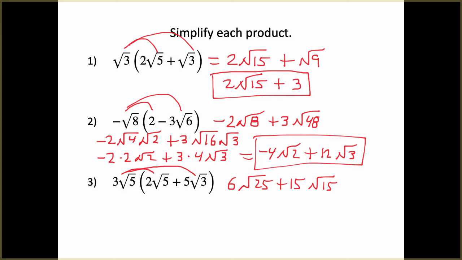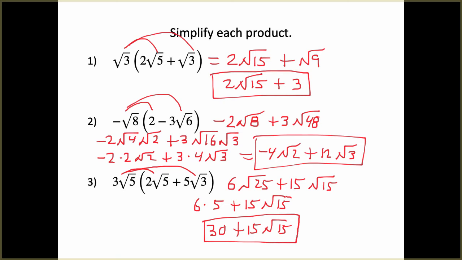And then we simplify our radicals. Square root of 25 is just 5. So we have 6 times 5. And then we have 15 square roots of 15. And we can just multiply 6 times 5 together. We get 30 plus 15 square roots of 15. And this is my simplified radical form.